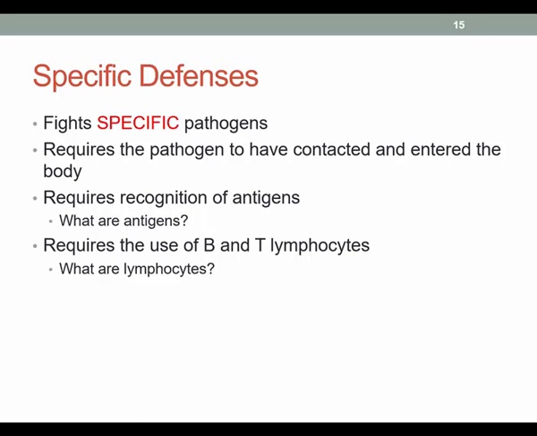So the specific immune system fights off specific pathogens. It now does matter whether it's salmonella or the measles virus or the chickenpox virus, because the specific immune system has a response for each one of these, and it's required. So if you get more than one disease at one time, if you get chickenpox and measles, for example, you'd have to have a specific response first to the chickenpox virus and then a second specific immune response to the measles virus. Anyway, it requires the pathogen to have contacted and infected you, so it's inside. It requires the recognition of specific antigens, which we're going to talk about. And it requires the use of B and T lymphocytes, the smallest of those white blood cells.